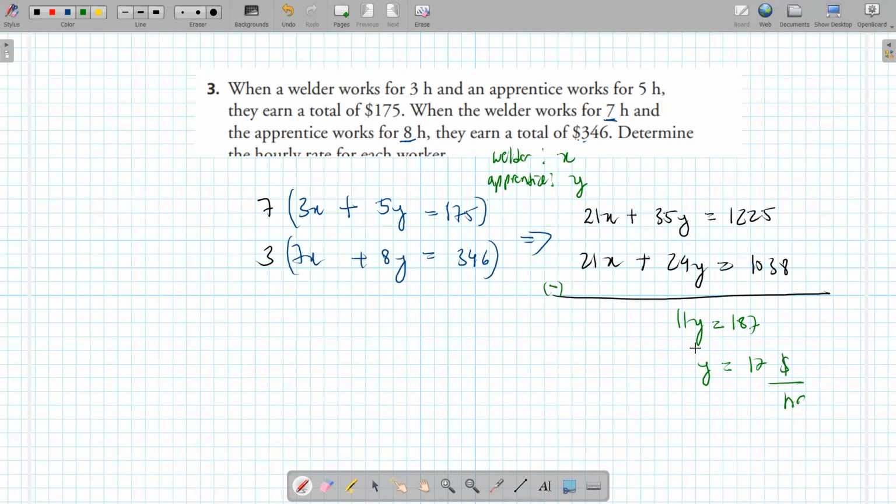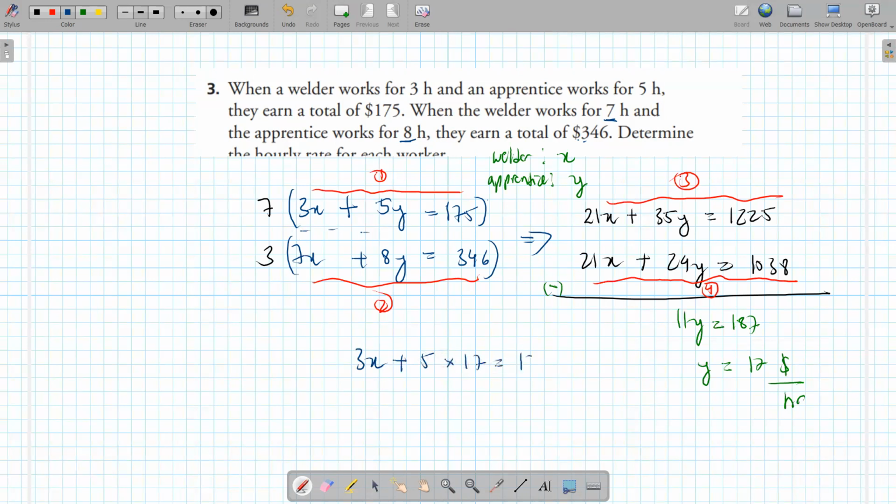And you can plug this into any of the 4 equations. This one is 1, this one is 2, this one is 3, this one is 4. You can plug that 17 as y into any of them. I'm going to plug it into the one that has the smallest numbers. So you get 3x plus 5 times 17 is 175. Subtract 5 times 17 from both sides. 3x is 90. Therefore, x is $30 per hour. There you go, and that's how you'd do this question.